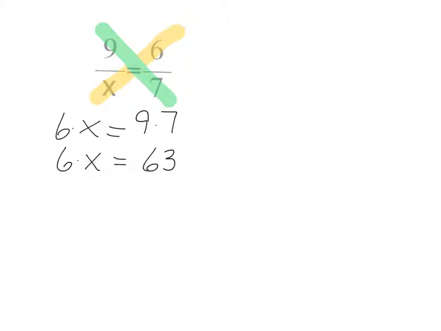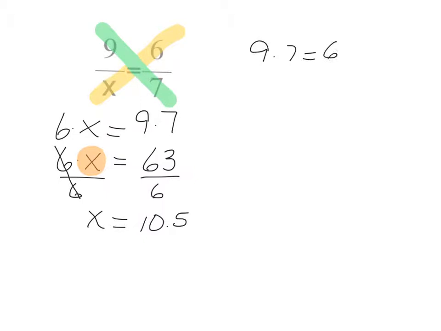Again, finding our x, our number we don't know, right here. So we're going to divide by the number with x so that we can isolate it, find out just what x is, not what 6 times x is. We can divide by 6, always dividing by the number with x. So this reduces out just to x, and 63 divided by 6 is 10.5. If we check, we know 9 times 7 is 63, and 6 times 10.5 is also 63.